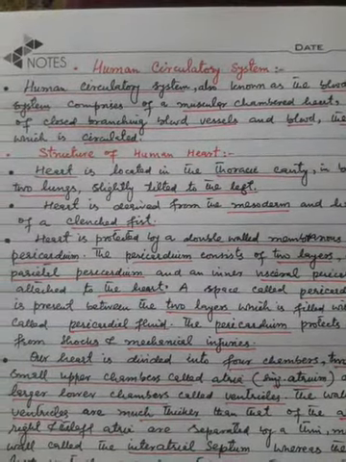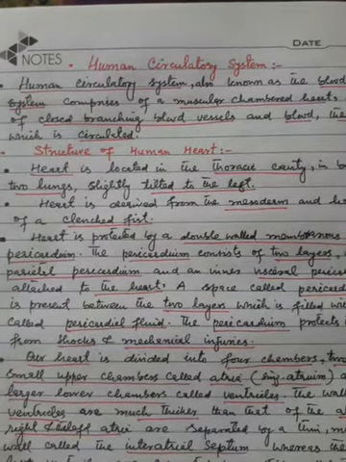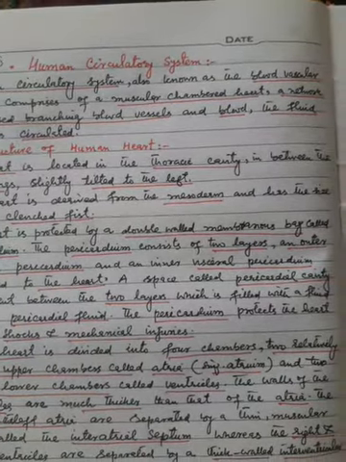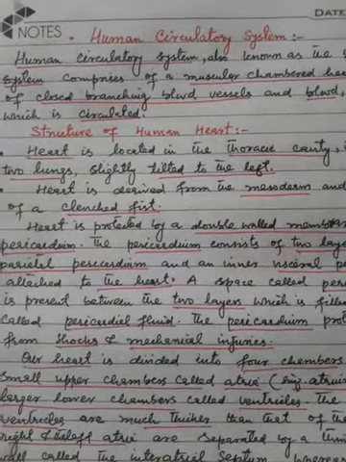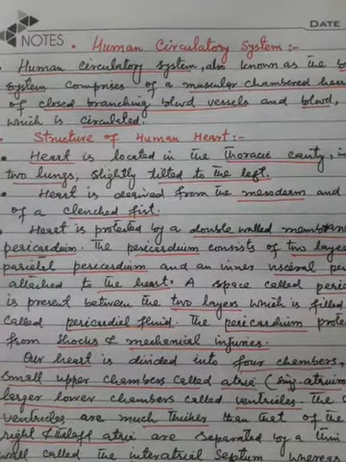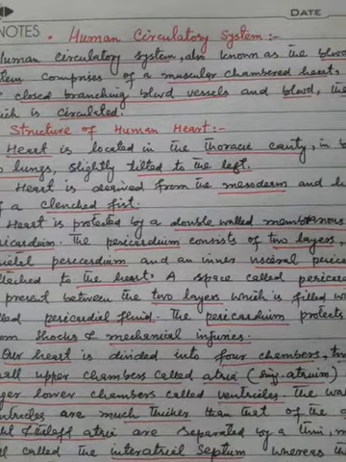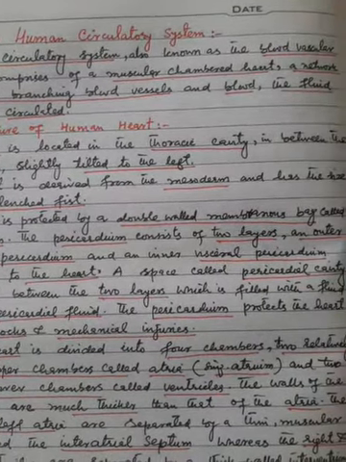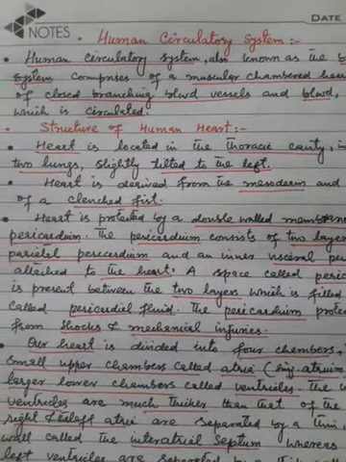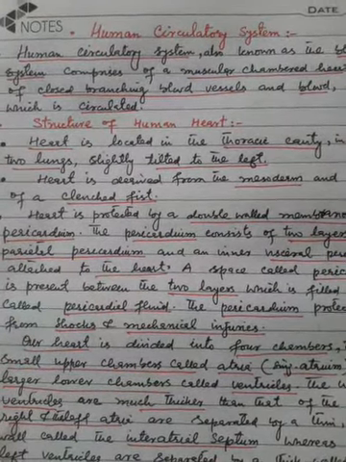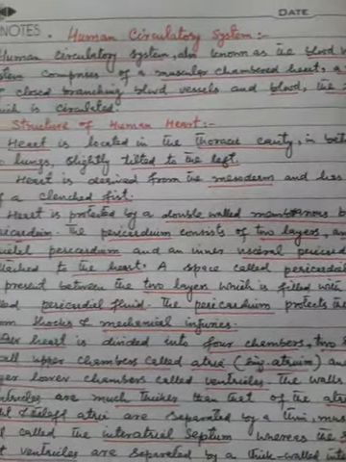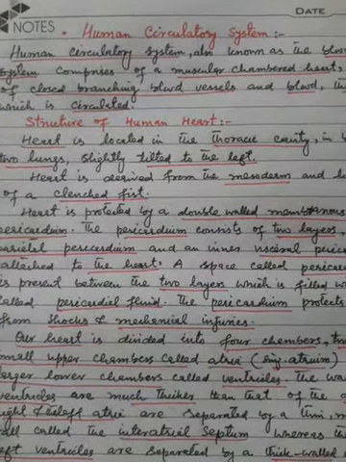Structure of the human heart. The heart is located in the thoracic cavity in between the two lungs, slightly tilted to the left. The heart is derived from the mesoderm and has the size of a clenched fist. The heart is protected by a double-walled membranous bag called the pericardium.